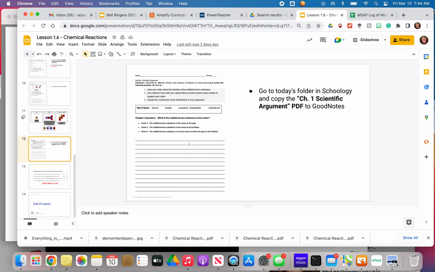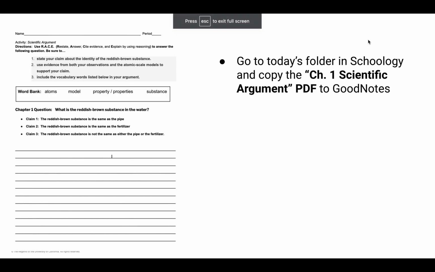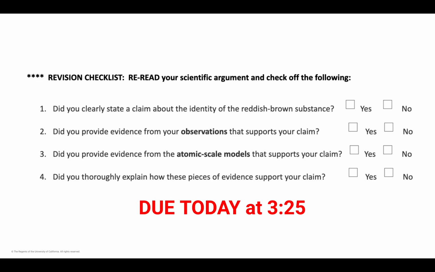And here is your scientific argument. It's giving you some word bank options. And then just asking the question again, what is the reddish brown substance? Remember, you're going to use RACE: restate, answer, cite your evidence, and explain your evidence using reasoning, but using your key concepts. So really, that's the whole reason why we did that pre-write activity, is so that you've got everything that you need. And then make sure that you reread your scientific argument and check off the following.